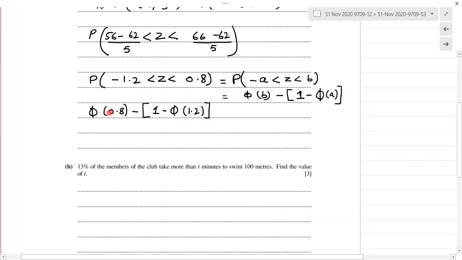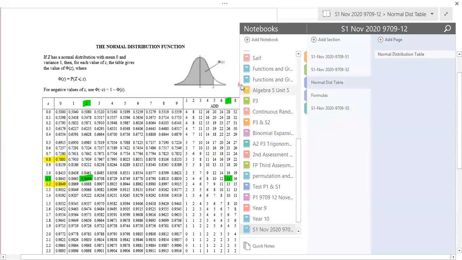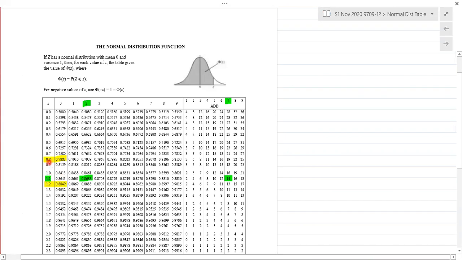Now we have to look up the value for 0.8 and 1.2. So if we go to the normal distribution table, we have 0.8 as 0.7881 right over here, and we have 1.2 as 0.8849. So these are the two values, the yellow ones that we are going to use.